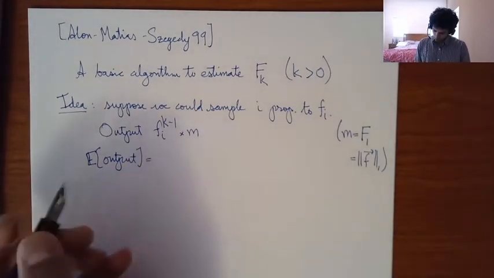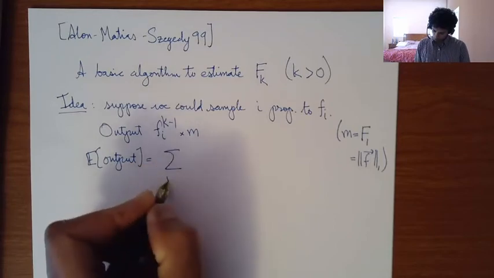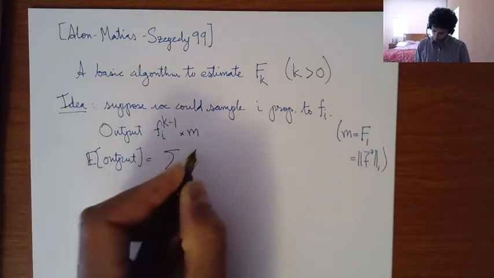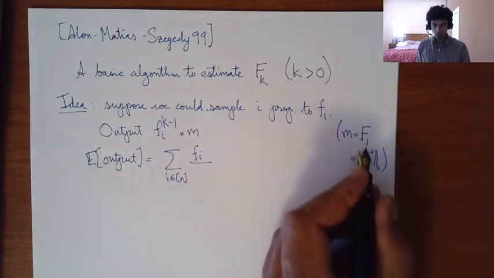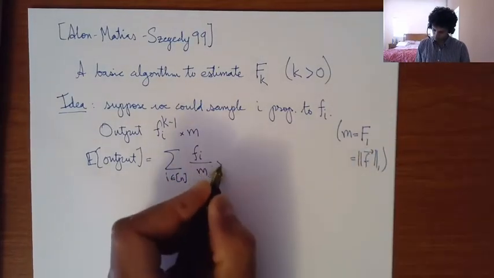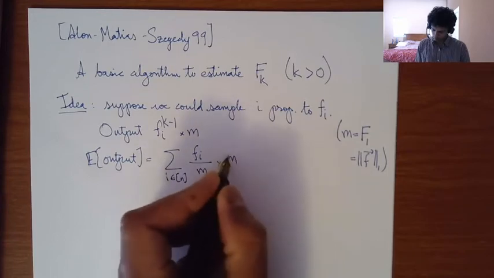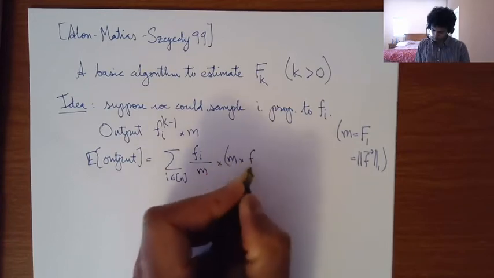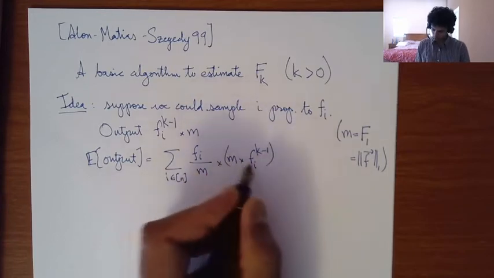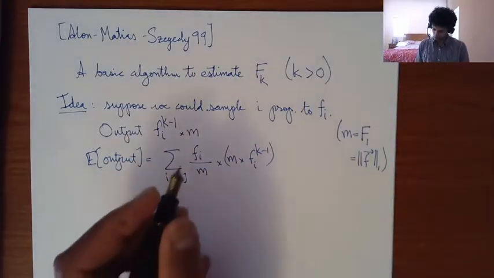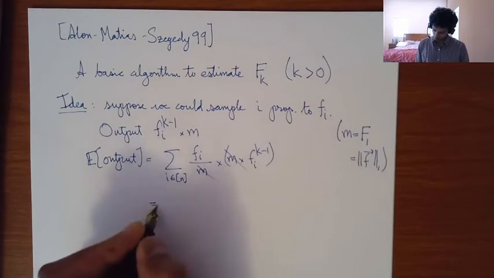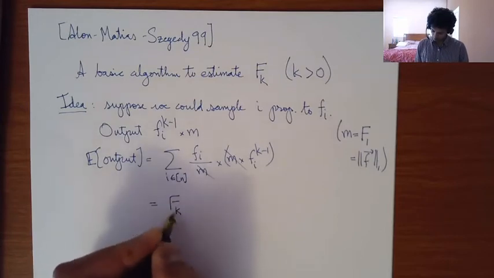So what is the expected value of the output? It's a sum over all i going from 1 to n, f_i divided by the sum of all counts, which is m, times m, times f_i to the k minus 1, which is this value here. Sorry, I switched the position of the m. The m and m will cancel out, and this gives you exactly F_k.